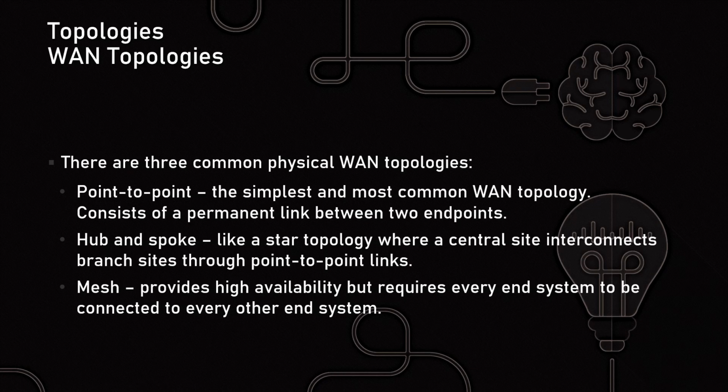The mesh is very high availability, but requires every end system to be connected to every other. So if we have a group of 6 computers, each computer has to have 5 connections, one to each of the other partner computers in that group. This is great for making sure there's lots of redundancy, and in the event of a particular network device failing, that the rest of the network can go forward. But the amount of overhead required to maintain those connections can be very difficult to maintain, especially with scalability.